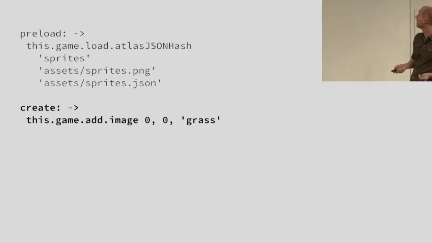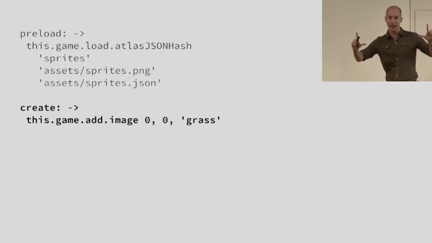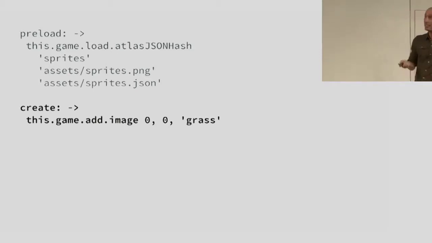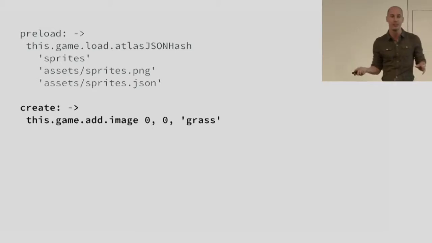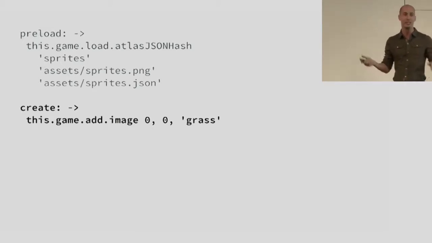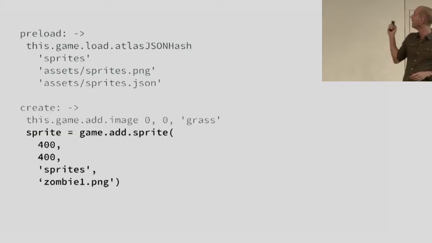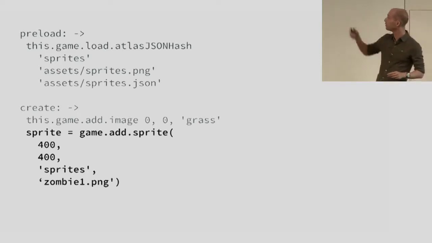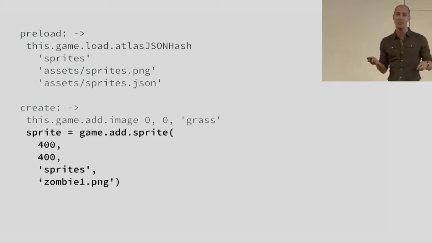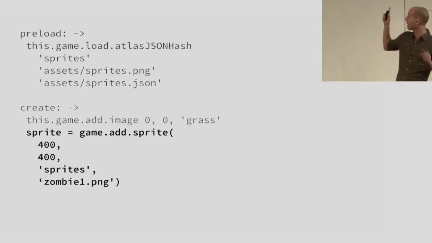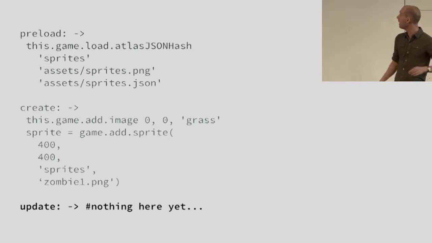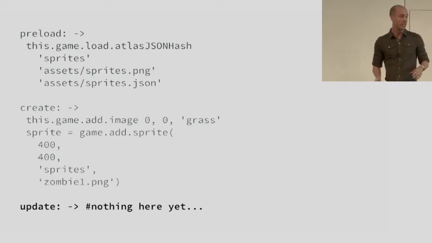So in create, after we've preloaded, we want to stick grass in as the background for the game. That doesn't need to be a sprite, so Phaser lets us add an image instead. Sprites are things that are probably going to move around. They don't have to, but they usually do. An image is something that's probably static, and it's a little bit simpler behind the scenes in how it's rendered. Then we're going to make a sprite. So we put the grass on, and then we say at x 400, y 400, from my sprite sheet, use zombie1.png. That's the frame name. So add a sprite using that image. Update, nothing yet. What does that look like?